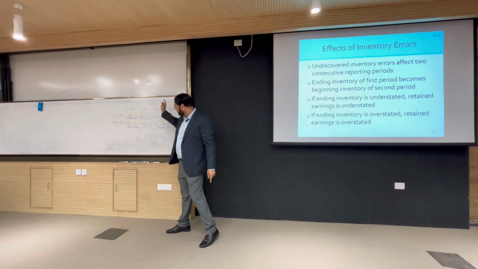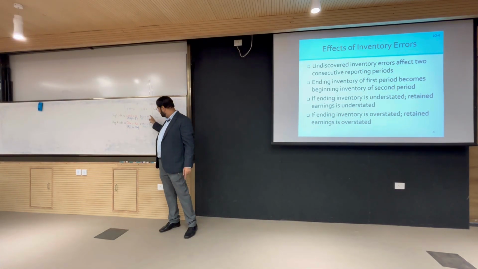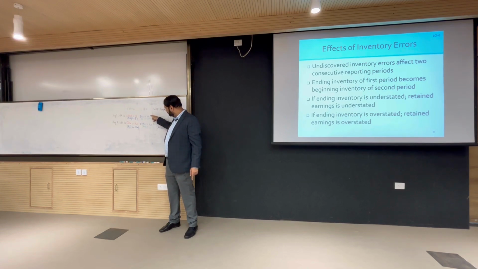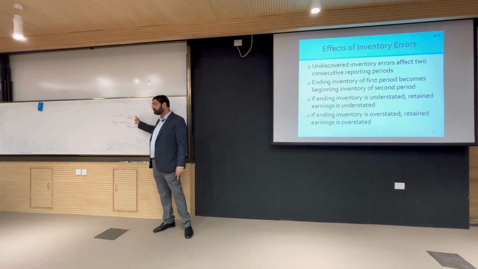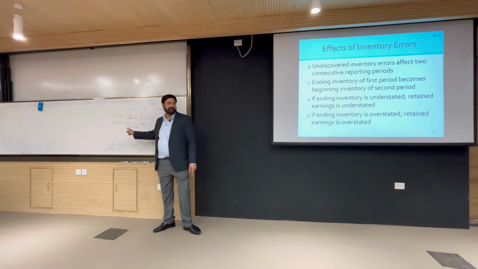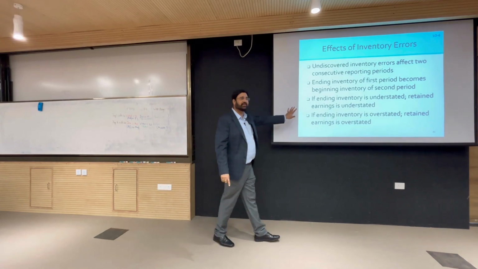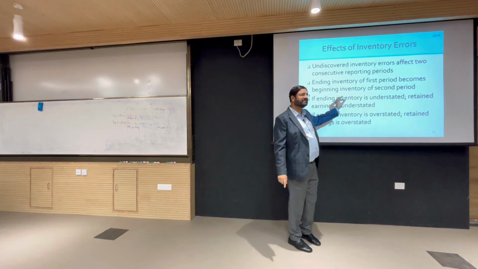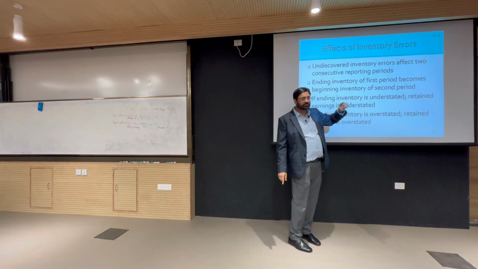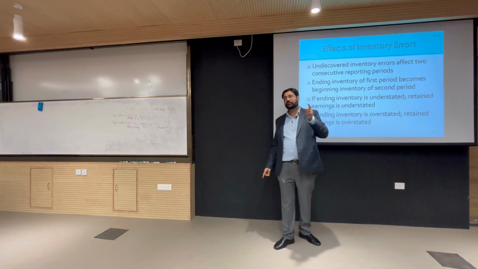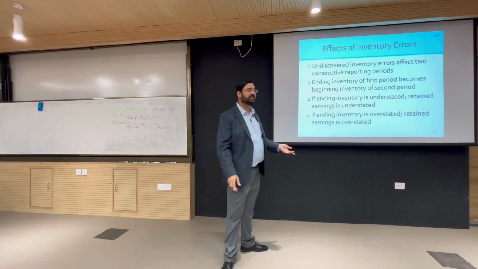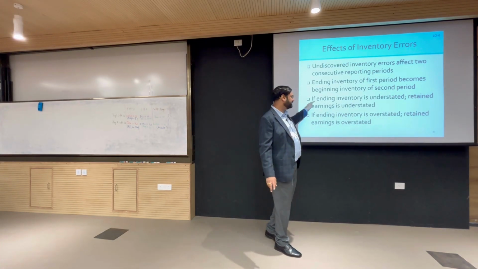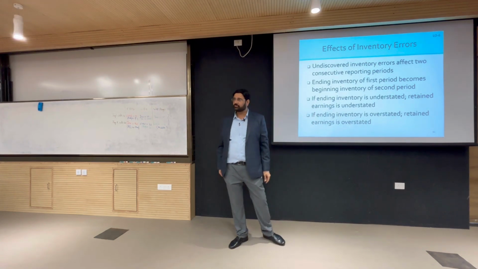If ending inventory is understated, look at this. When inventory is low, then cost is high. When inventory is high, then cost is low. Do you see that? Exactly the same analogy. If inventory is low, then cost of goods sold is high. If cost of goods sold is high, then the profit is low, which means the retained earnings is low, and the reverse is also true. Next.